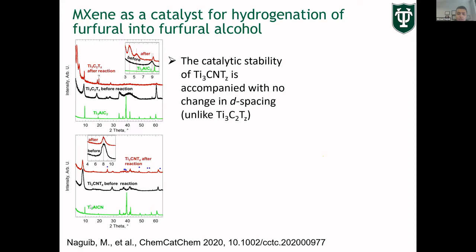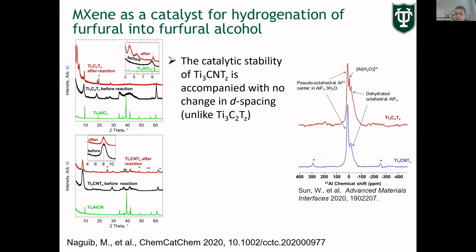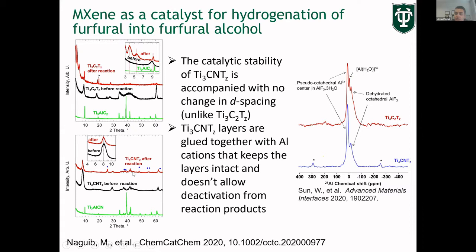And in another study we published this year using NMR, neutron scattering, ab initio calculations and DFT, we found that yes, MXene carbonitride has an aluminum cation intercalated between the layers. And apparently this aluminum cation that's intercalating is gluing the layers together and preventing further swelling of the structure and further intercalation of catalytic reaction products in that case, and that led to deactivation.